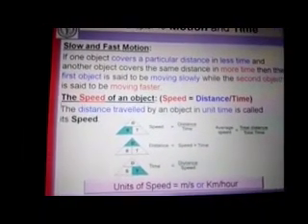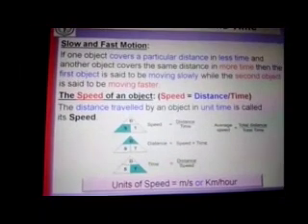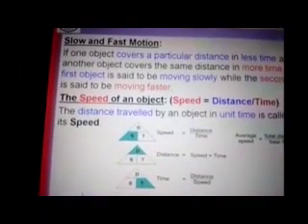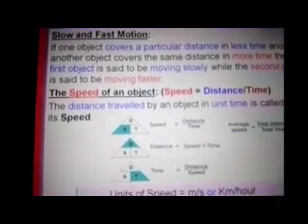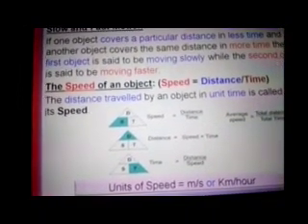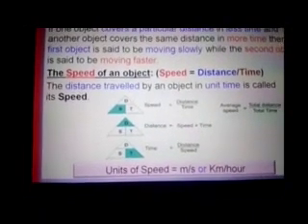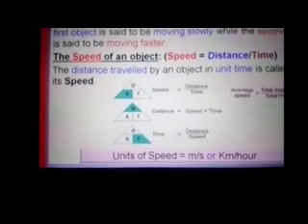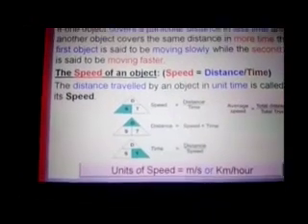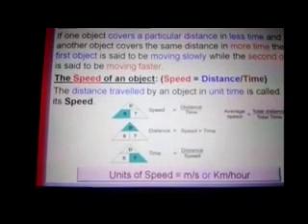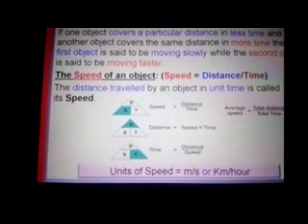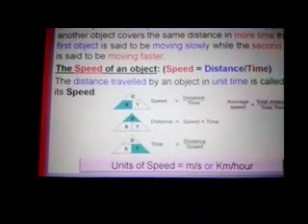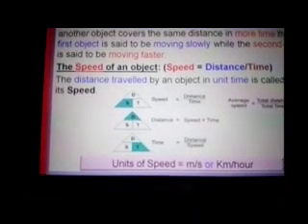The next one is how we calculate the speed of an object. Speed is equal to distance by time. That means the distance traveled by an object in unit time is called its speed. The formula is speed equals distance by time. Moving time from the right hand side to the left hand side, it becomes distance equals speed into time, and time equals distance by speed.